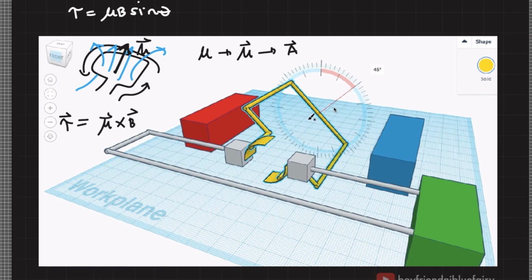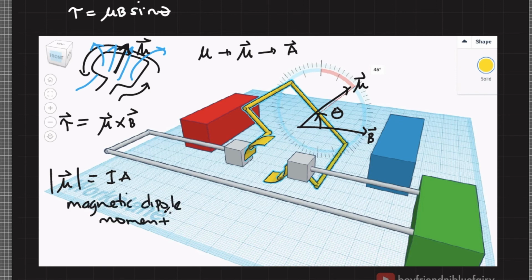So in this figure, the direction of mu is along this way, and the direction of the magnetic field vector is along this way. So the angle between them is represented by theta, and it is the same theta we have been dealing with. This mu, with the magnitude of current times area, shows up many times in calculations involving magnetic fields, and it is given a special name: the magnetic dipole moment.